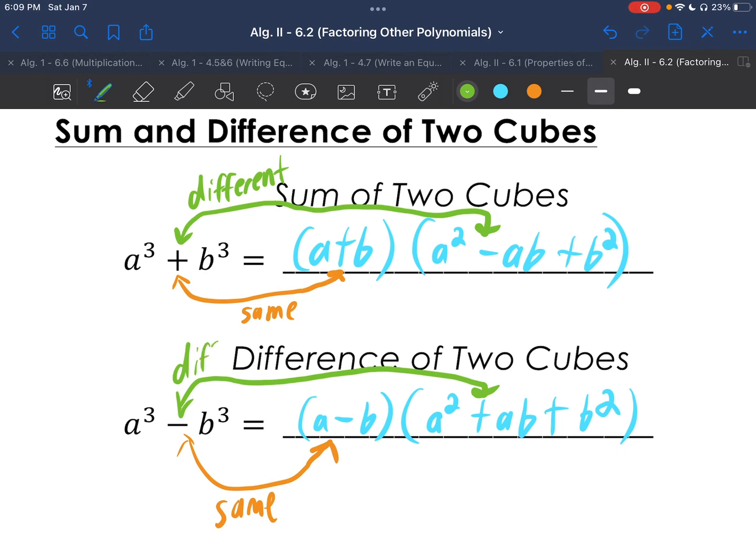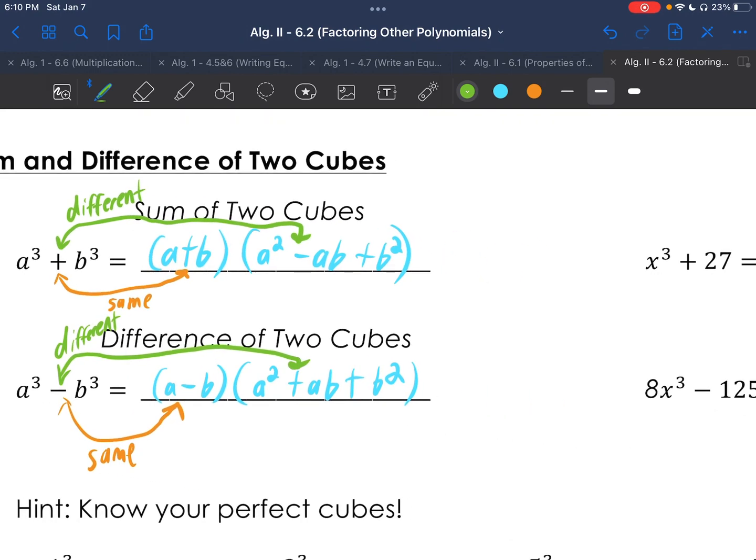And both of them: the sign in the binomial, the first one, with the regular numbers, not the squared numbers, is the same sign we start with, whether it's sum or difference, plus or minus. And then in the trinomial, the first sign we see is the opposite sign from the start.